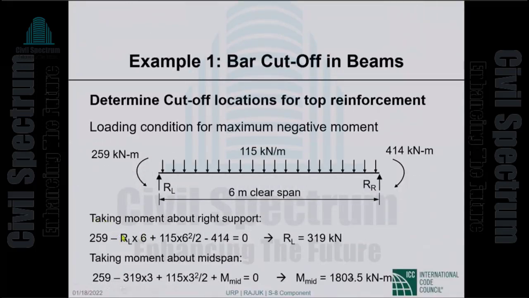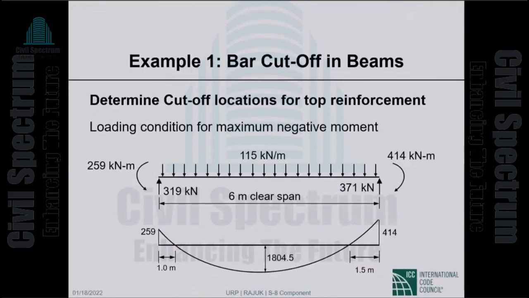Taking moment about the right support, the reaction comes to so much. And so midspan moment, to cut a long story short, comes to 1803.5 kilonewton meters. Determine cutoff location for top reinforcement. Loading condition for maximum negative moment is 414 here, 259 here, 108, 1804.5 here.